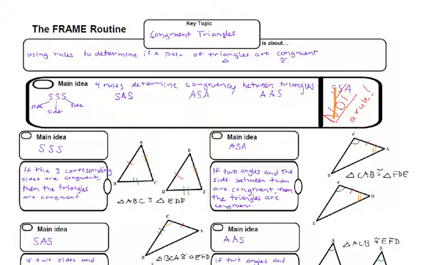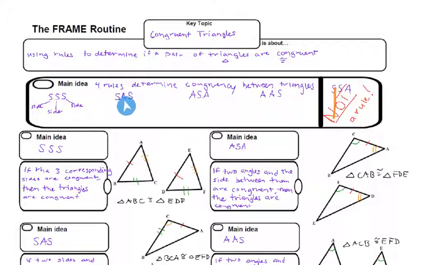Okay, so dealing with congruent triangles first. We use certain rules to determine if triangles are congruent. Instead of having to prove that all the angles and all the sides are congruent, we have some shortcuts, and there are four main rules we can use. The first is the side rule. If I have two triangles and all three corresponding sides, and corresponding means same position, are congruent, then I know the two triangles are congruent.